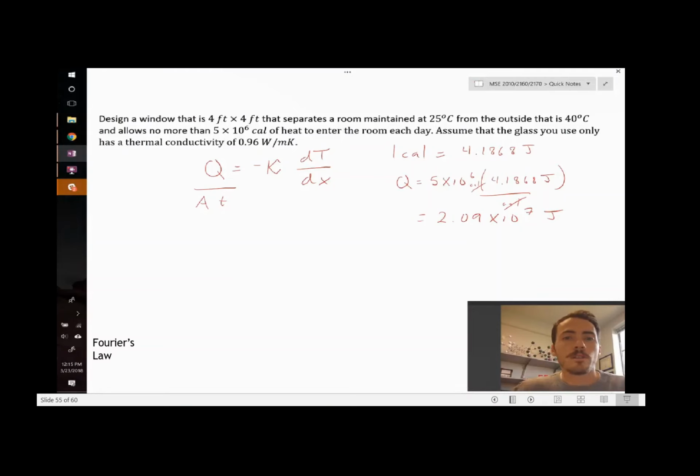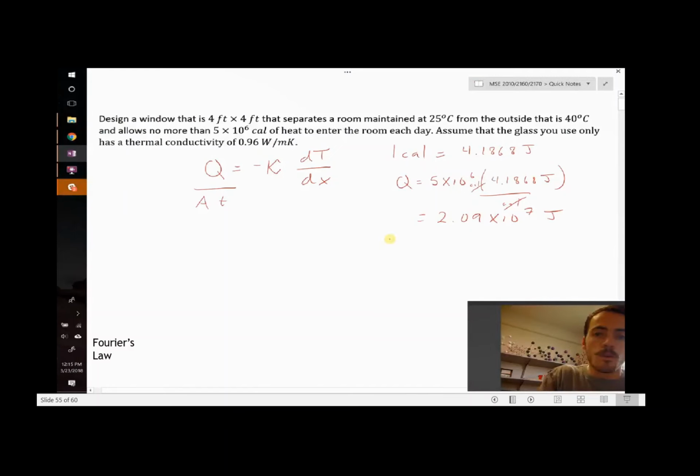Now, similarly, on the area side of the window, we have 4 feet by 4 feet. But on, again, the right-hand side, our thermal conductivity has units of watts per meter Kelvin. So let's go ahead and make sure that we convert our feet to meters right now. So 1 foot is equal to 0.308048 meters, right?